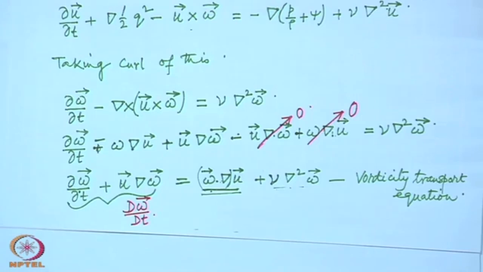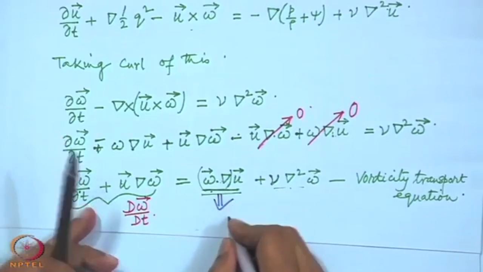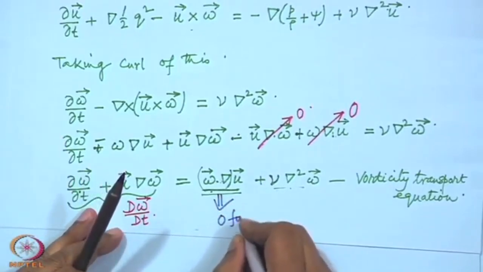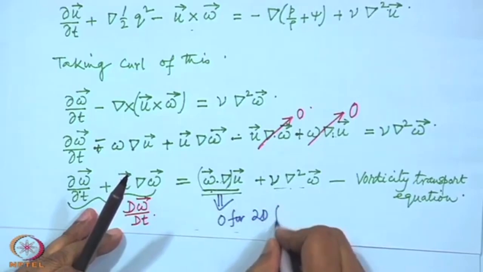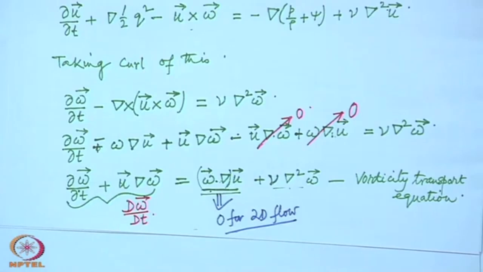This term is 0 for 2D flow, but not so for 3 dimensional flow. For the 3 dimensional case, of course, it is non-zero. And what is told is that this term actually represents a deformation.